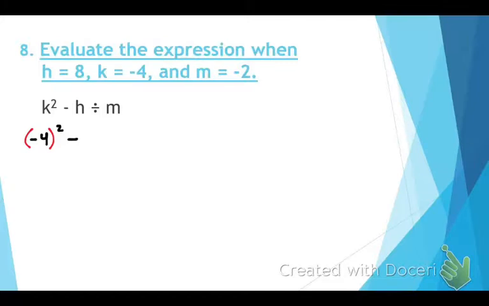Minus, what is H? 8. Divided by M, what is M? -2. All right? Now, let's do our exponents first. So I'm going to underline this. Class, what does -4 squared mean? -4 times -4. How many negatives are there? 2. That's an even number of negatives, so your answer has to be positive 16.